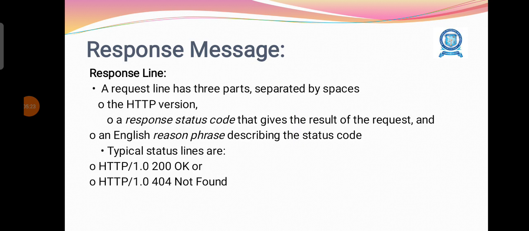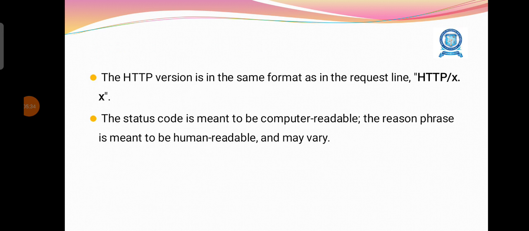Then the response message. The response line also has several fields. Here also the HTTP version has the same format as in the request line, that is HTTP x.x. The status code will be mentioned in the response line. The status code is meant to be computer readable and the reason phrase is meant to be human readable.